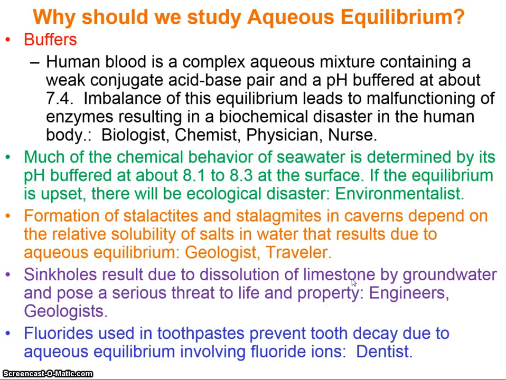Fluorides are used in toothpaste to prevent tooth decay due to aqueous equilibrium involving fluoride ions. So dentists, right? Remember, HF is a weak acid, right? So it's going to want to hold on to those protons. Well, if you brush your teeth with fluoride, you change some of the hydroxyapatite that makes up your teeth, the bone that makes up your teeth, into fluorohydroxyapatite. It's going to be more resistant to the attack by acid from bacteria excreting acids in your mouth as waste products.